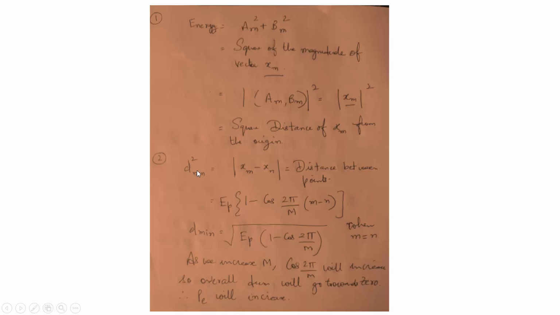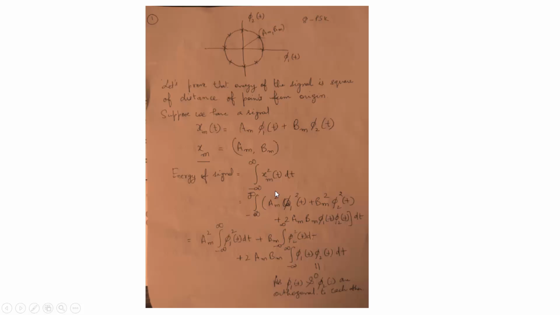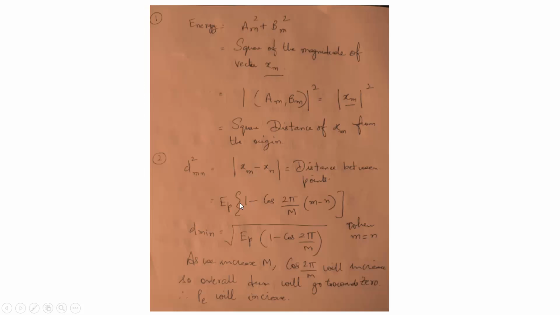And what is the minimum distance between the points? So these are the points. How can we find the distance between these two points? This is my first point, this is my second point, so I have to find the distance. The square of the distance is the magnitude of x_m minus x_n. If you put in the value using the formula of x_m and solve it, you will find that it comes out to be E_p (1 minus cos(2 pi by capital M (m minus n))).